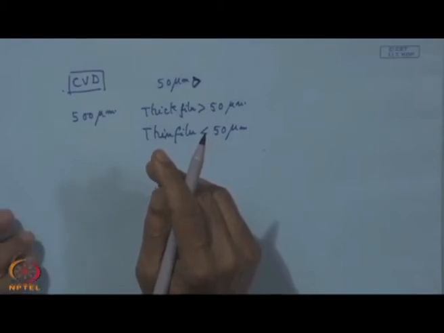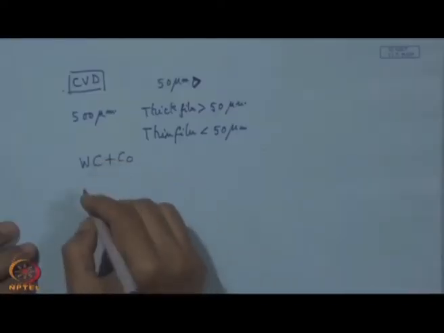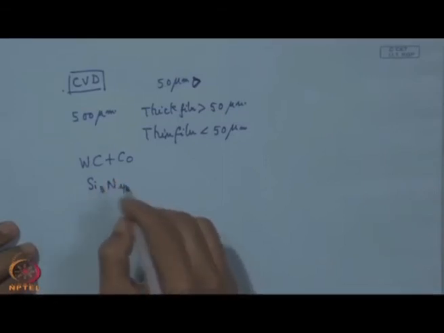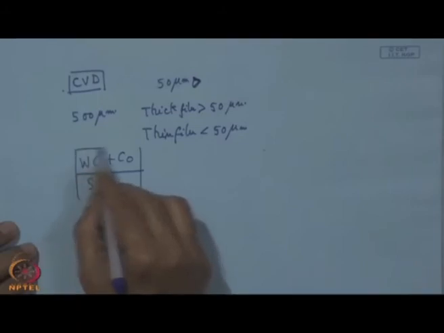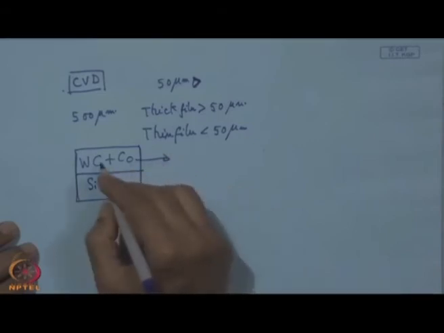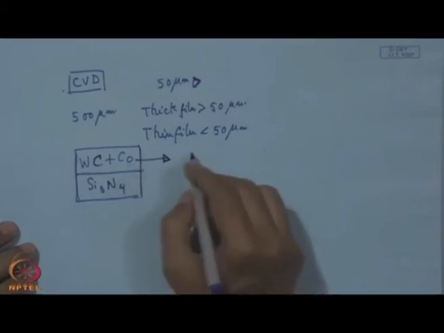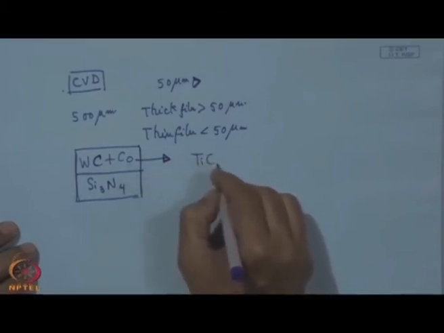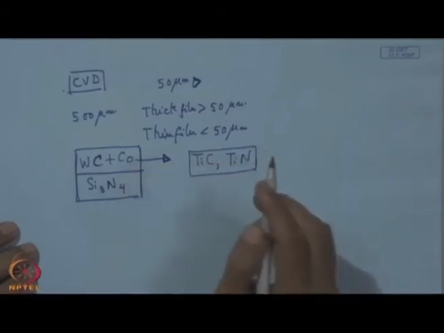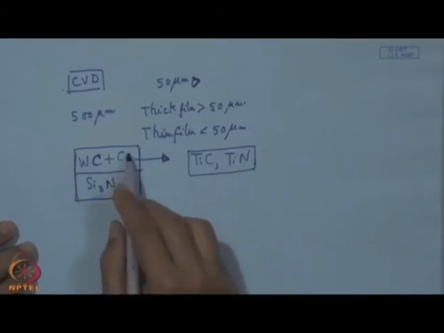Now, for this substrate for thin film, here we can have immediately tungsten carbide plus cobalt, or it can be silicon nitride, Si3N4. These are the two substrates, but considering the toughness and other requirements, tungsten carbide plus cobalt is used as a substrate for all other types of hard coating like TiC, TiN. The tool manufacturer will find it one of the substrates of immediate interest. However, the problem here is with the cobalt.